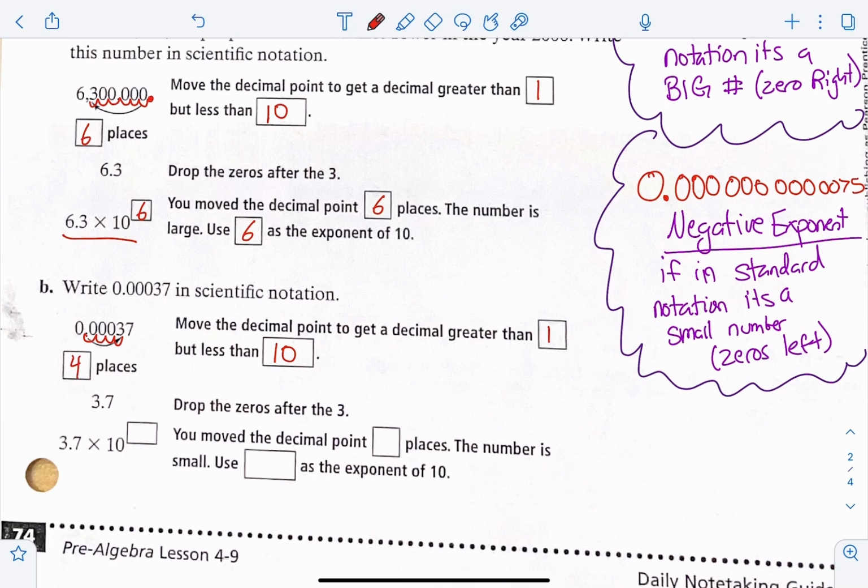Okay, we moved it 4 places, so we're going to use an exponent of negative 4 because we started off with this number that had zeros in front of it, which means we have a negative exponent. So 3.7 times 10 to the negative 4. So you do it the same way as you would with the positives, but since it was a tiny number with all the zeros in front of it, it's a negative for your exponent.